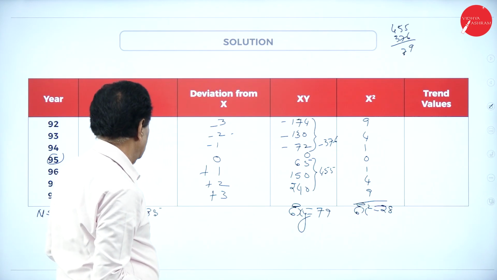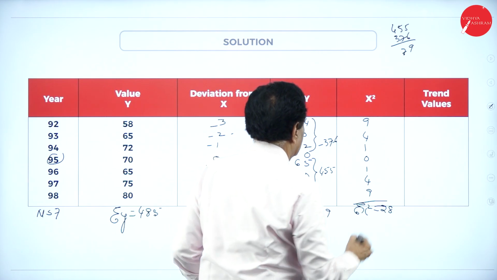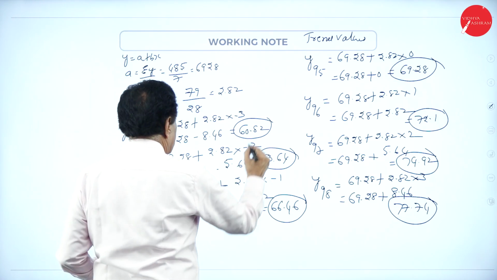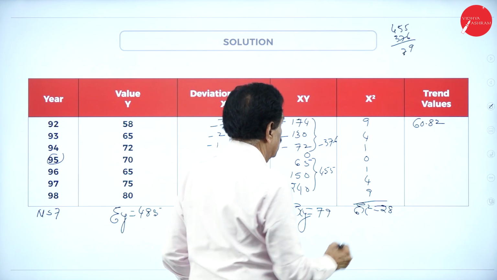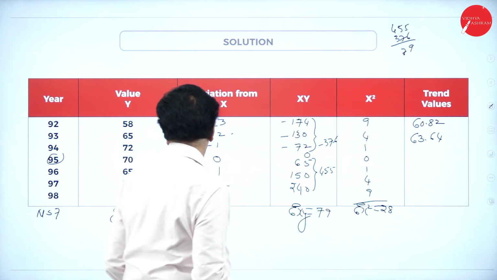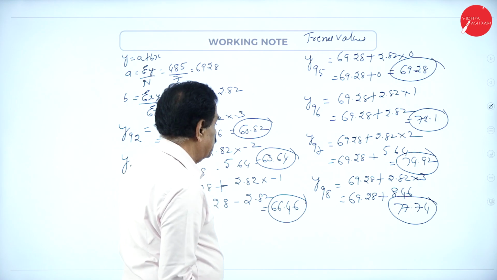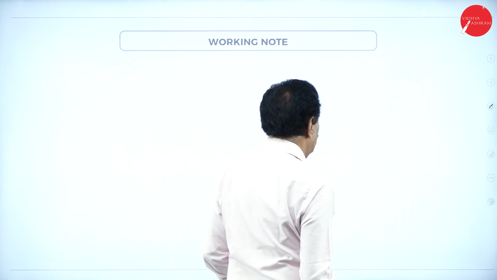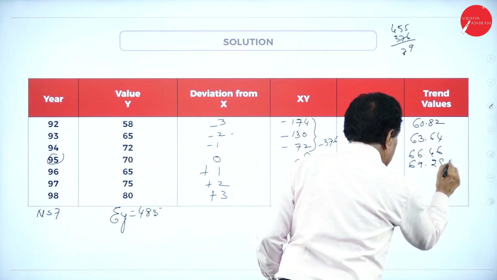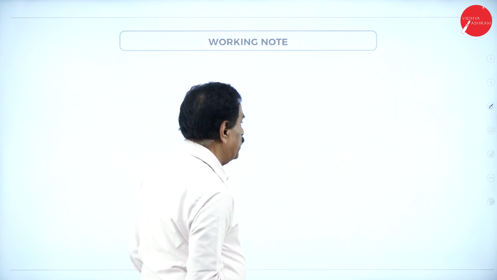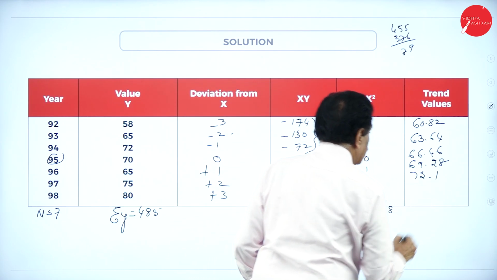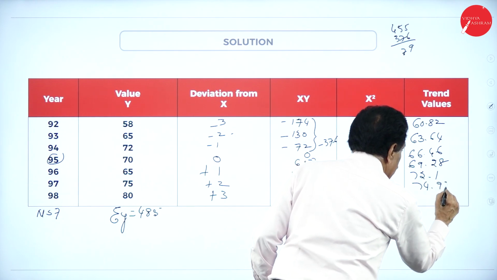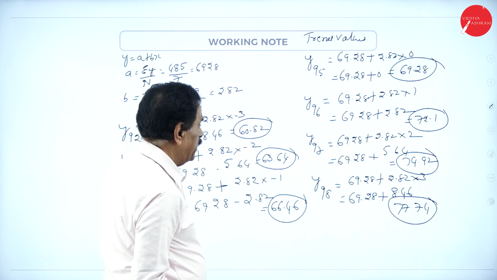First year 92, 60.82. Second year 93, 63.64. Then 94, 66.46. 95, 69.28. Then 96, 72.1. Then 97, 74.92. Last one, 77.74.